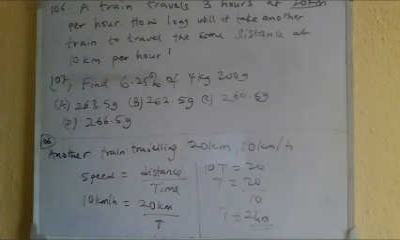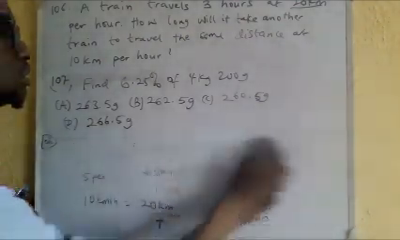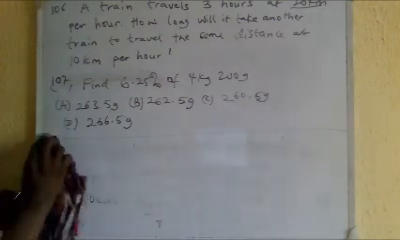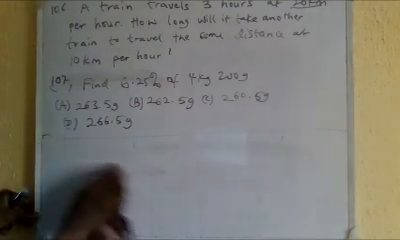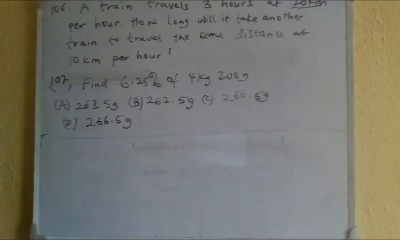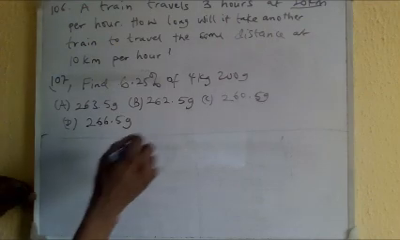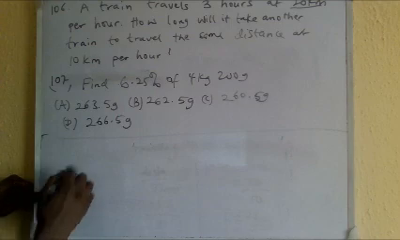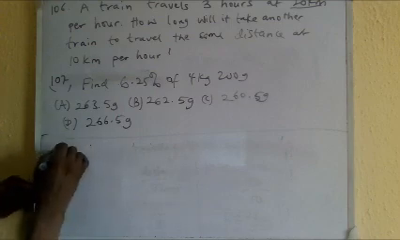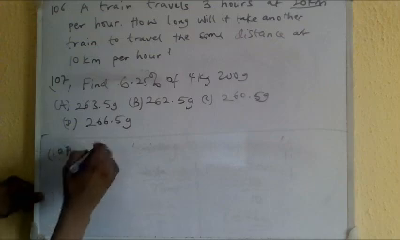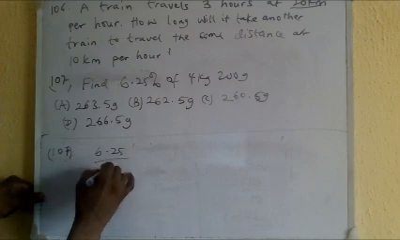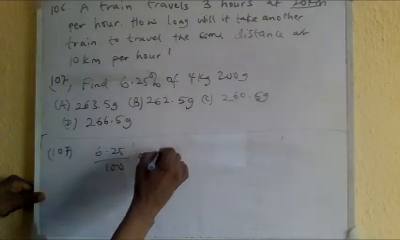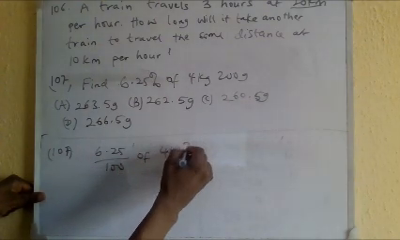Okay, so 107. No, 107. It says find 6.25% of 4 kilogram 200 gram. So 107 question. So 6.25 over 100 of 4 kilogram 200 gram.